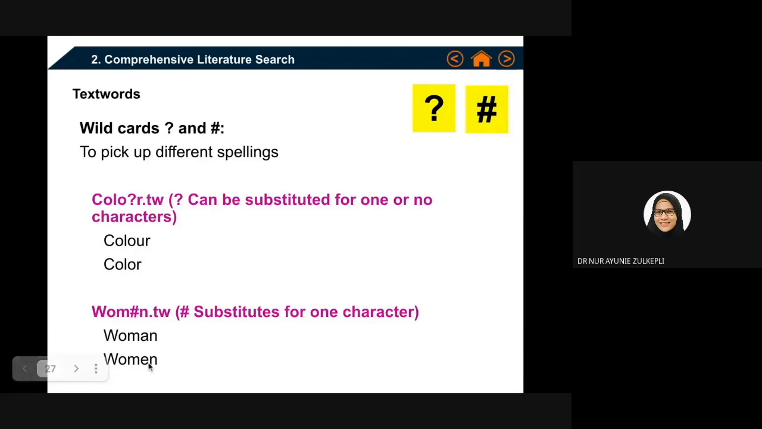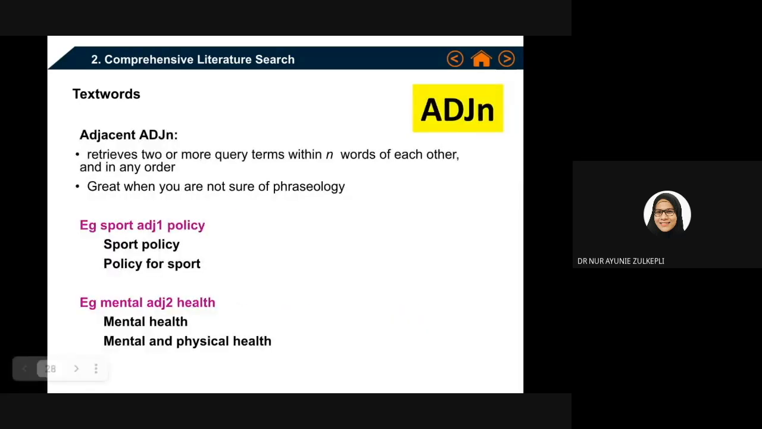Okay. So actually, when you search only for color, the database will generate the literature that relates to this word only. But actually, there is also literature that relates to the spelling COLOUR. So you had better use the wildcard, the question mark or the hashtag. Okay. You can apply this when you do a literature search in PubMed.